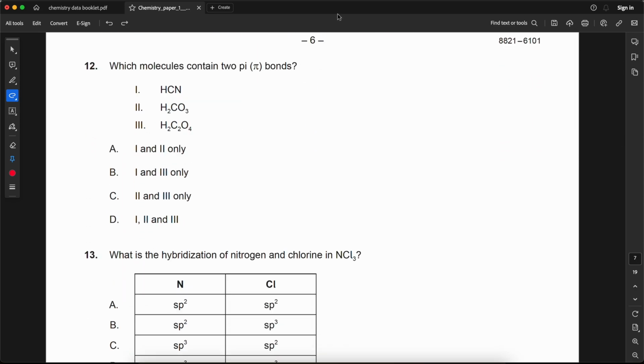Which molecules contain 2 pi bonds? HCN, and then HOCO, and then H2CO3, and H2C2O4, that would be HO-C(=O)-C(=O)-OH. So it has 1 pi and 1 pi, so it contains 2 pi bonds. This one contains 2 pi. This one contains only 1 pi bond. So the answer is B.